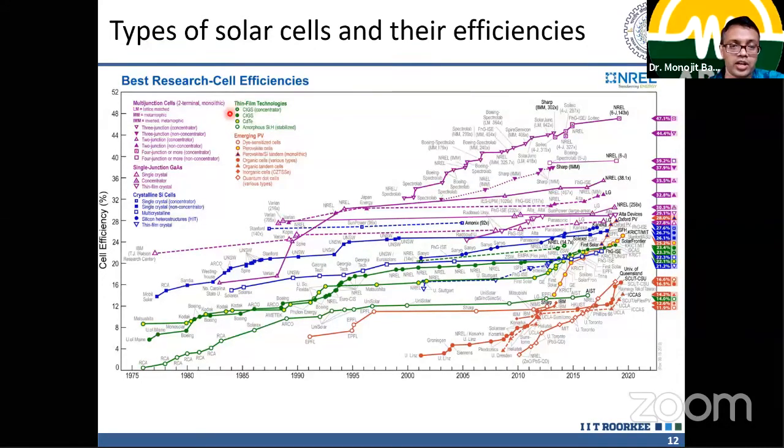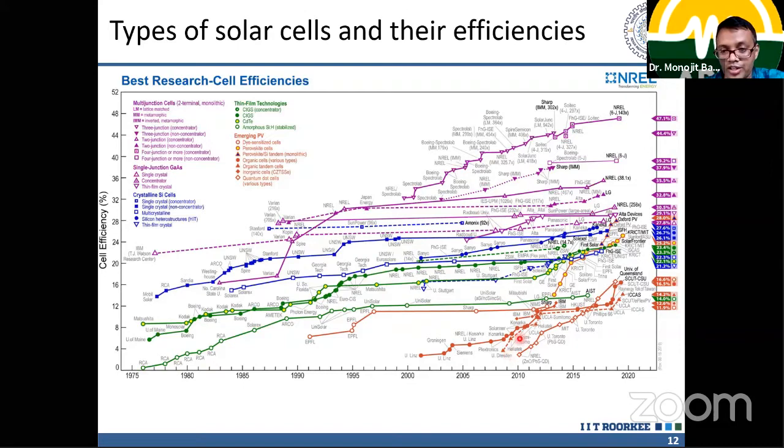Then comes the second generation solar cell. These are all thin film based, like CIGS, cadmium telluride, and some other thin film solar cells. And now these are the emerging photovoltaic technologies, which are growing nowadays because of a lot of advantages. We'll come to that point, such as dye-sensitized solar cells, perovskite solar cells, and perovskite-silicon tandem. It has reached more than 25% now, or maybe 27%. Perovskite itself has reached 25%. Then organic solar cells, various types of organic solar cells. It could be polymeric, it could be small molecule solar cells. There are also some quantum dot-based solar cells.